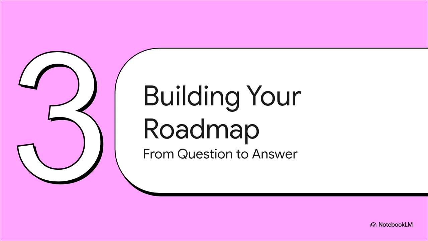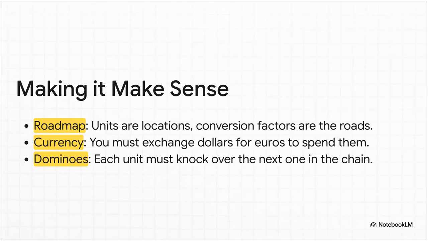Okay, checking for errors is great, but how do we actually use this to solve a problem from scratch? This is where we learn to build that roadmap, the thing that will guide us all the way from the question straight to the answer. To make this feel a little more real, let's use a few analogies. You can think of your starting unit as where you are right now, and your target unit as your destination. Conversion factors? Those are just the roads that get you there. Or think about it like money. You can't spend dollars in Europe, right? You got to exchange them for euros. Units are the exact same way.